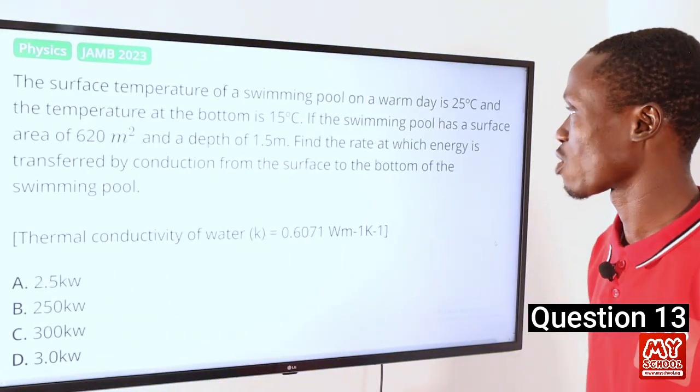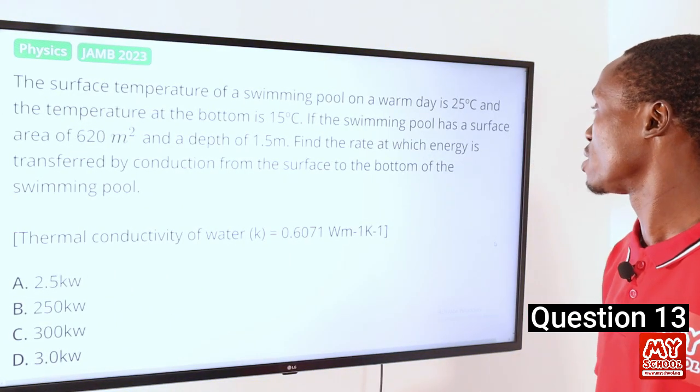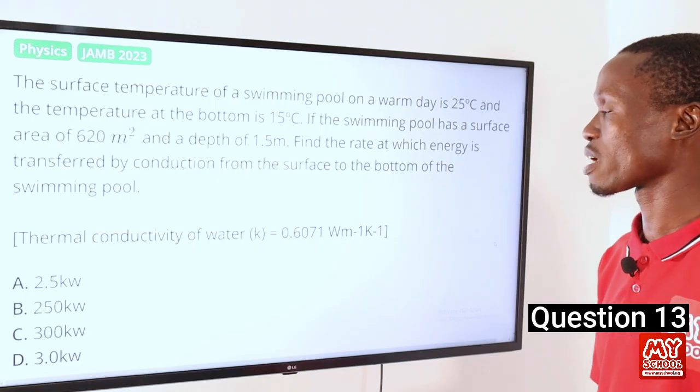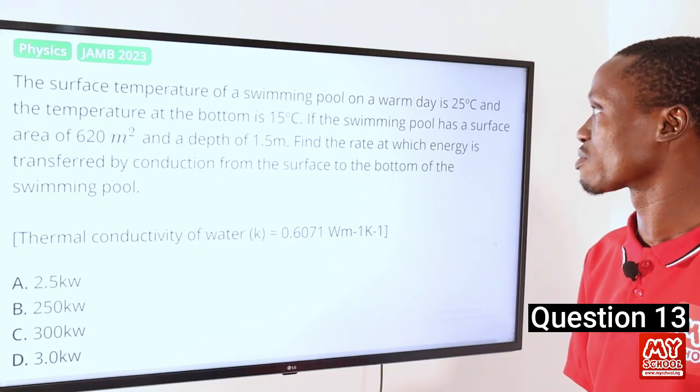Question 13. The surface temperature of a swimming pool on a warm day is 25 degrees Celsius, and the temperature at the bottom is 15 degrees Celsius.